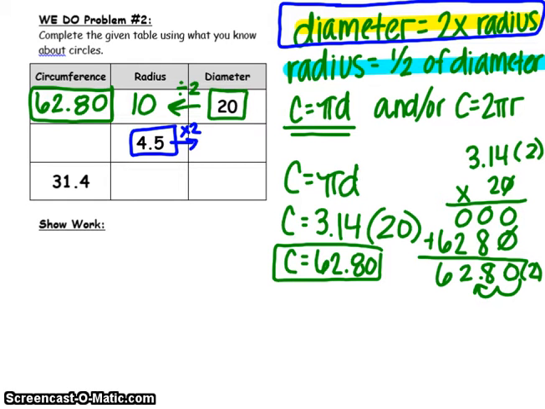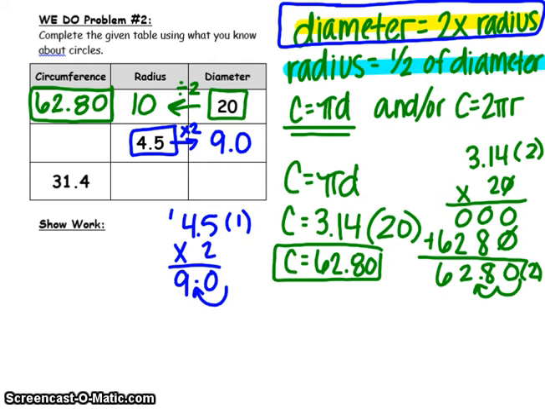Well, 4.5 times 2, 2 times 5 is 10, 2 times 4 is 8, and 8 plus 1 is 9, and I need to move over my decimal 1 place, so it's 9.0, or just 9.